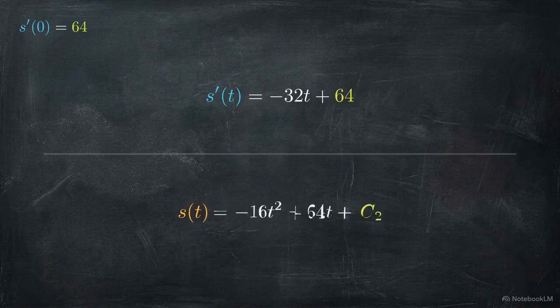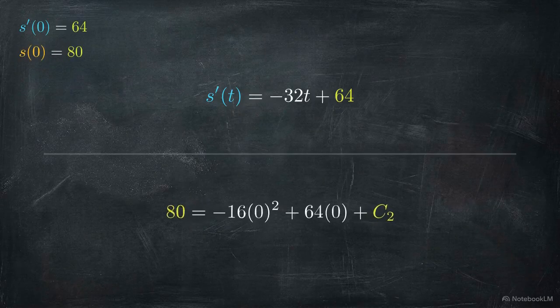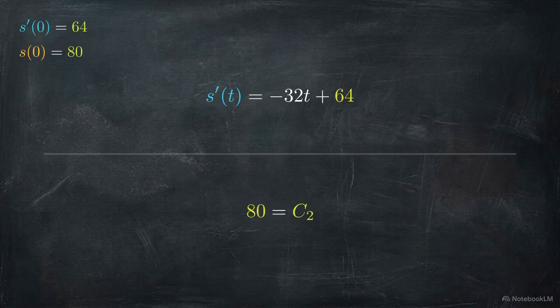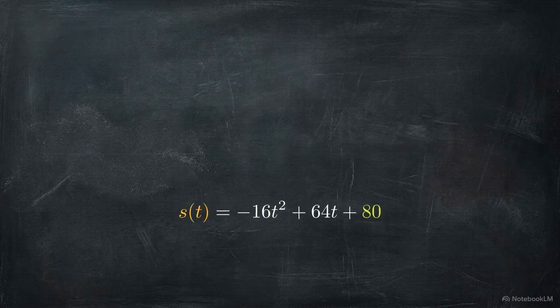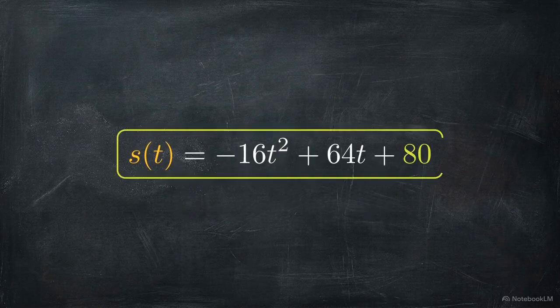Next, integrating velocity gives position, -16t squared plus 64t plus c2. Our initial height of 80 makes c2 equal 80, revealing our completed, highly specific position function.